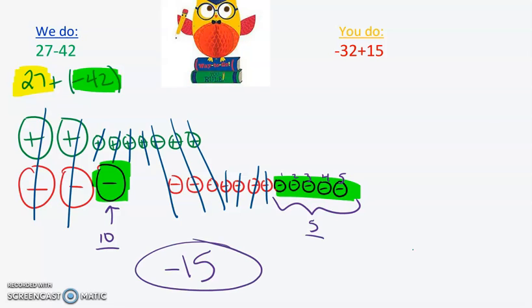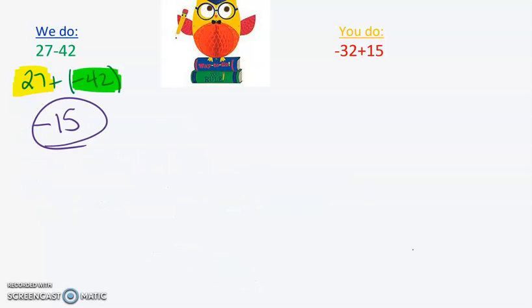So 27 plus negative 42 is negative 15. All right, so 27 minus 42 is also negative 15. Right, so now let's look at this other problem, negative 32 plus 15.